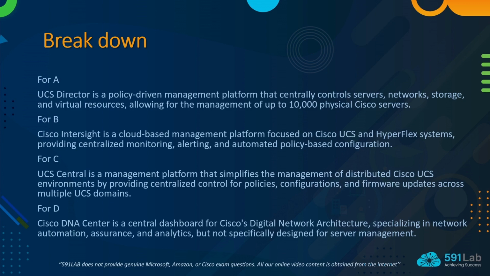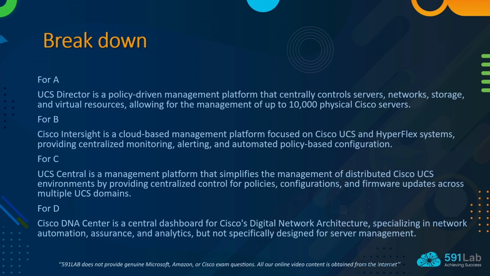For option B, Cisco Intersight is a cloud-based management platform for Cisco's data center infrastructure. It provides a centralized and intelligent way to manage Cisco UCS and HyperFlex systems. Cisco Intersight offers features such as monitoring, alerting, automated policy-based configuration, and integration with Cisco's support services. It is designed to simplify operations and enhance the overall management experience by leveraging cloud-based capabilities.